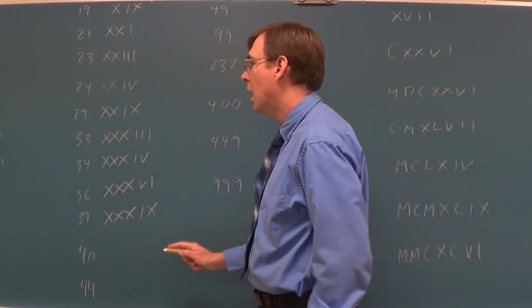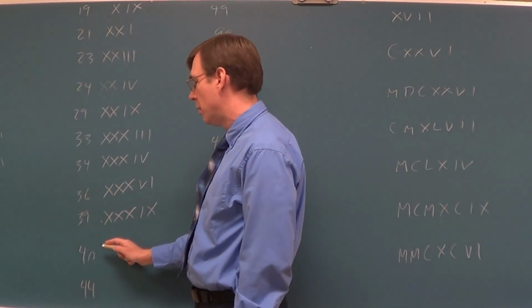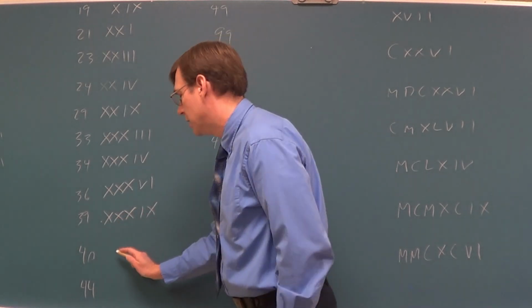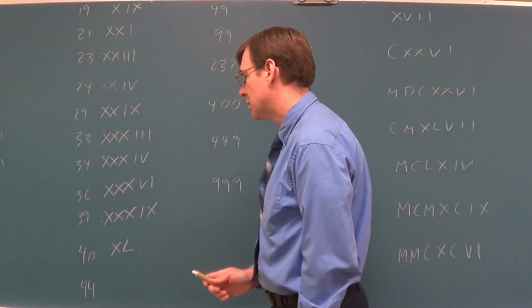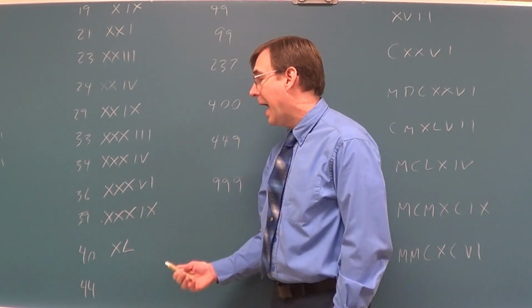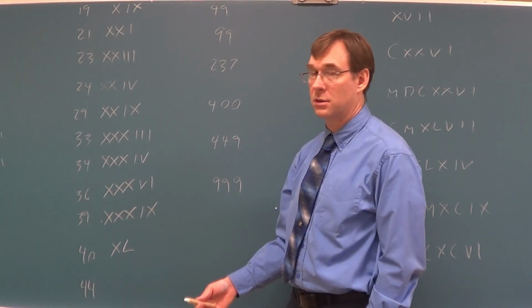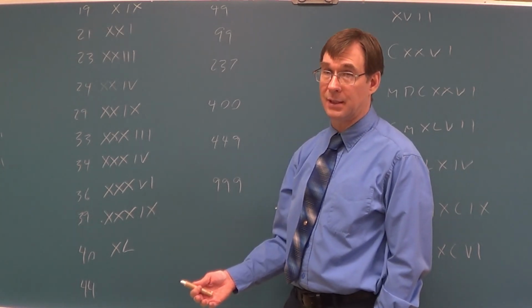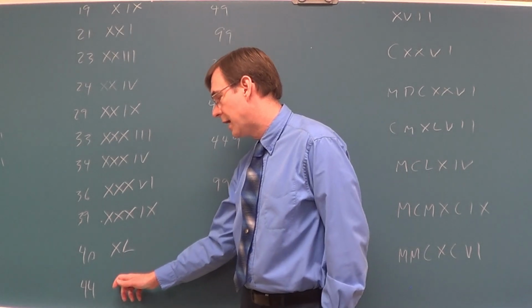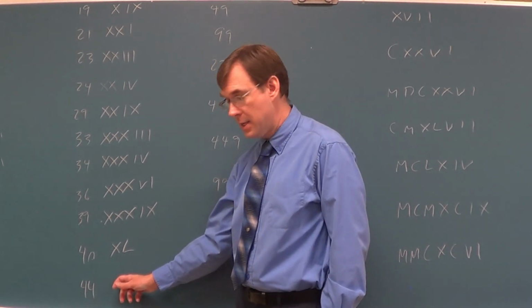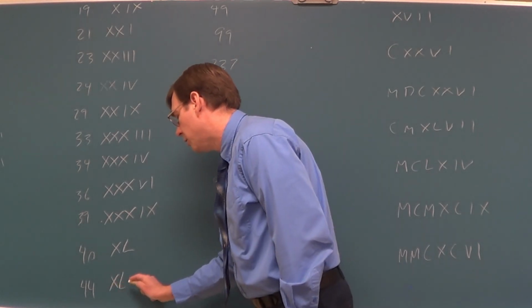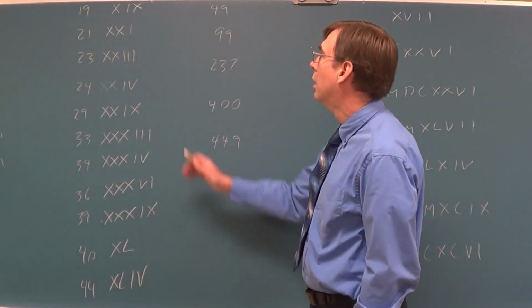It is XL. There's no way to add up to 40 because you're not allowed 4 10s in a row. But what you can do is subtract 10 from 50. Subtracting 10 from 50 is going to be the way you're going to get 40. Anything that starts with 40 is going to start with XL. XL is going to be our standard way to build 40 all the time. So for 44, build 40 and then build 4. XLIV. It is XL to do the 40, IV to do the 4.